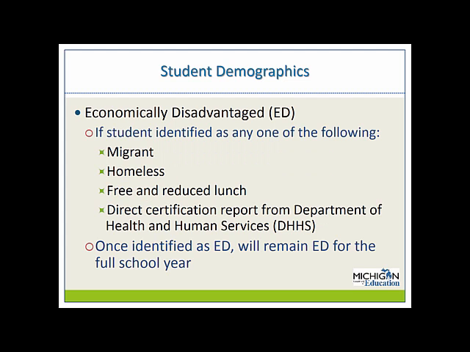The economically disadvantaged student demographic is also pulled from MSDS. A student is identified economically disadvantaged if identified as any from the list: migrant, homeless, free and reduced lunch, or direct certification from the Department of Health and Human Services. As with homeless students, once identified as economically disadvantaged, the student will remain identified economically disadvantaged for the full school year.